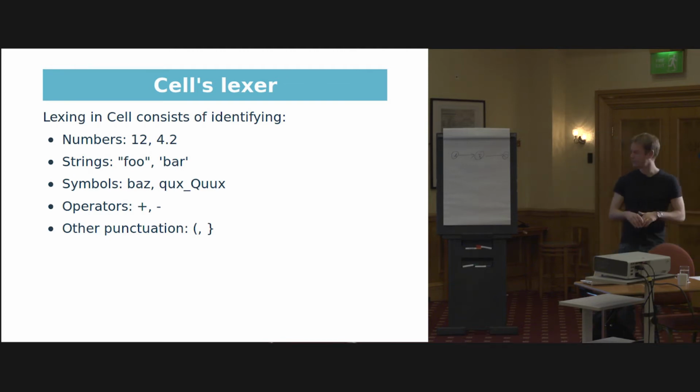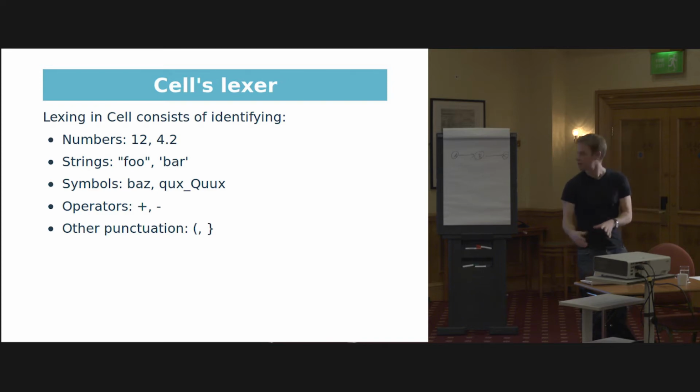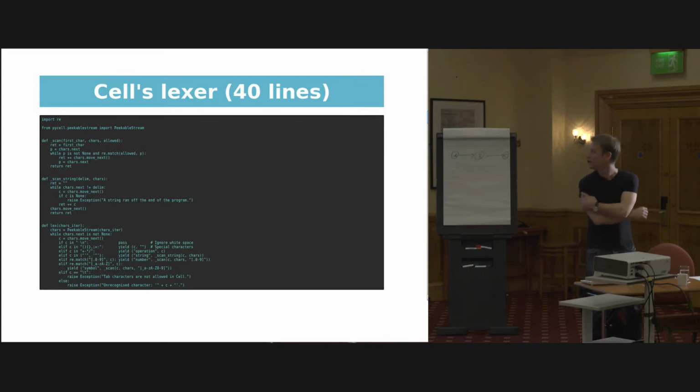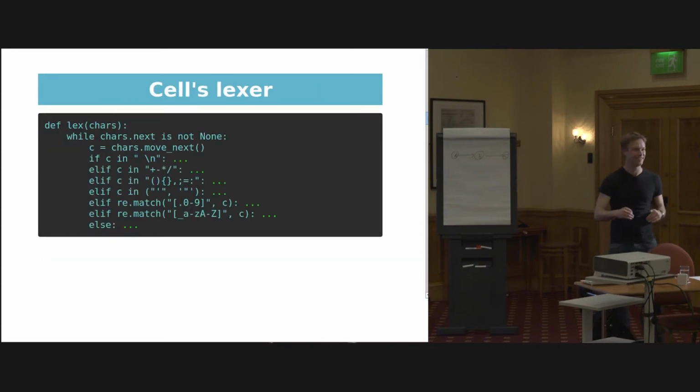But there's no escaping. Symbols start with a letter or an underscore. There are 4 operators, and there's some other punctuation which is dealt with individually. So the rest of this talk will just be you reading the slide. No, don't read it. That's the whole code of the lexer. Okay, 40 lines. I was really pleased with that. I couldn't get it down any more.